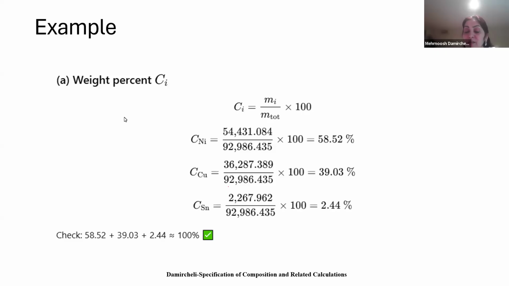Another way to check that you were right in calculation means adding all of these C values that you derived, and you see whether you reach 100% or not. When you reach 100%, it means you were correct.